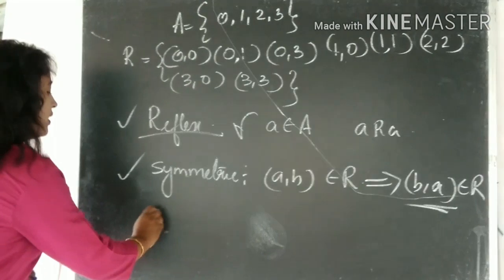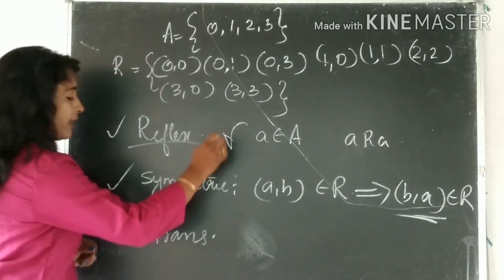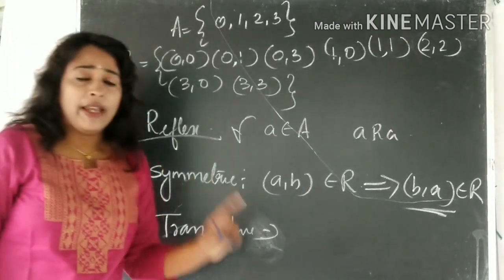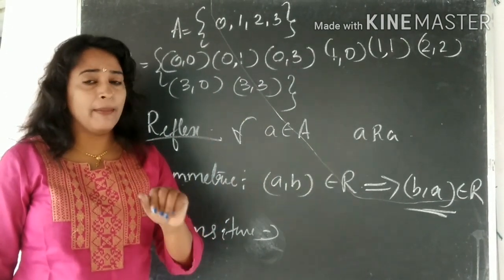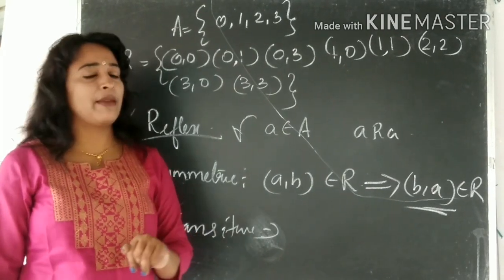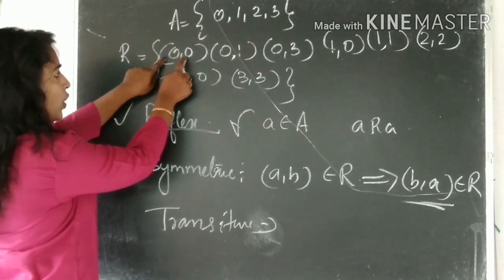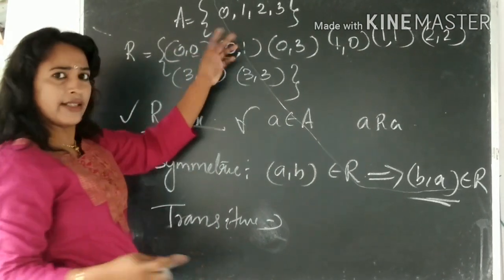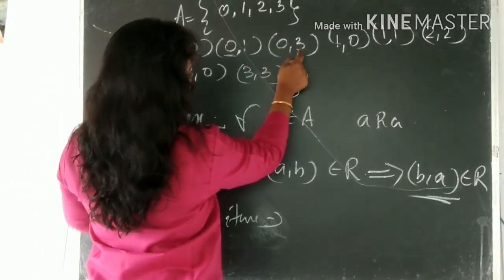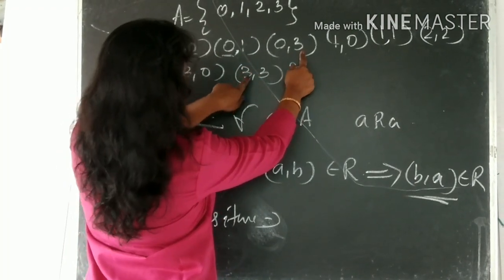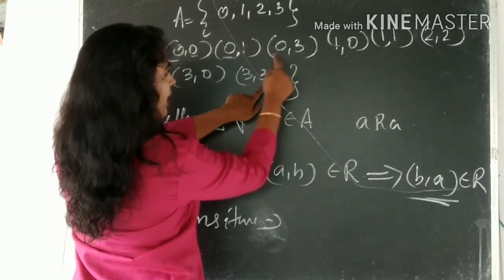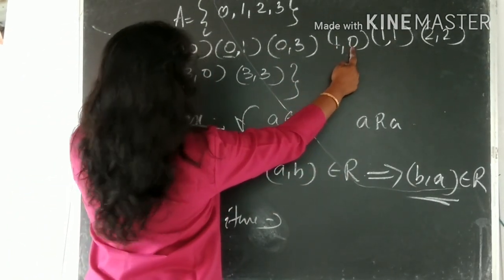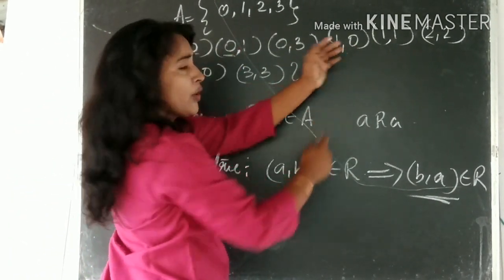Okay, now move to the last one, transitive. You know transitive: if AB and BC are present, then AC must be there. Okay, 0, 0 and here's 0, 1, so 0, 1. Then 0, 3. Is there anything starting with 3? Yes, 3, 3. Then 0, 3, right? That's also there. Now 1, 0 starting with 0, 0, 0, 1. Here also you can check.